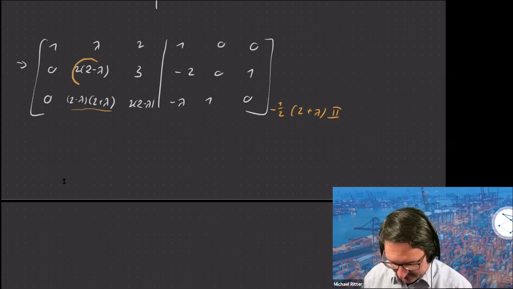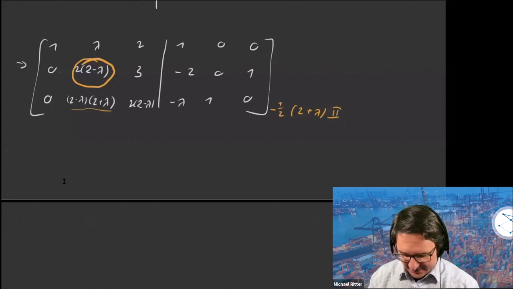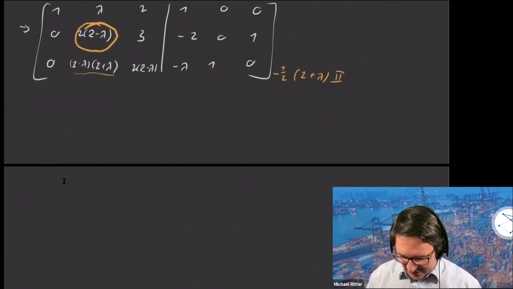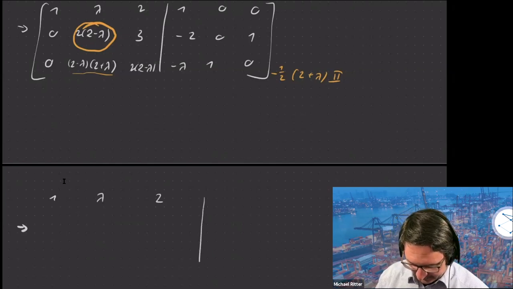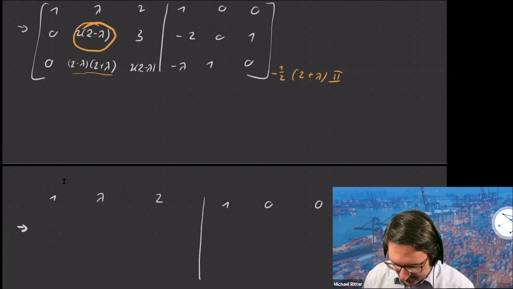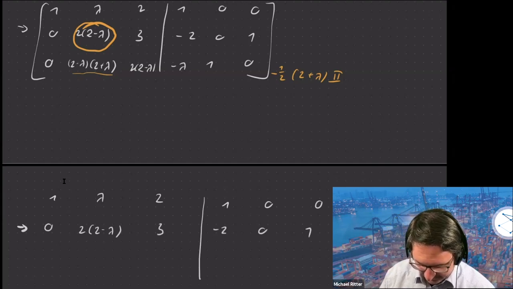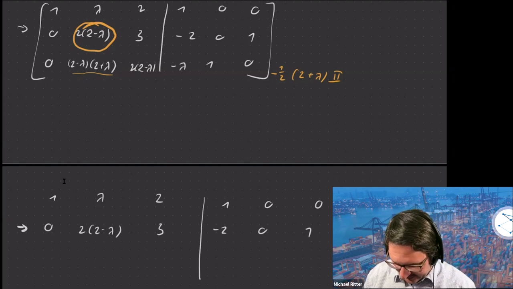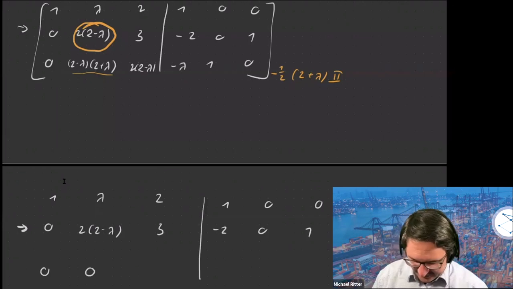So this is now our pivot element. And as lambda is not equal to 2, this is not 0, so we can take it as a pivot element. And let's see, that yields, we copy the first row once again. We also copy the second row. And for the third row, we get 0 here. We get a 0 here.